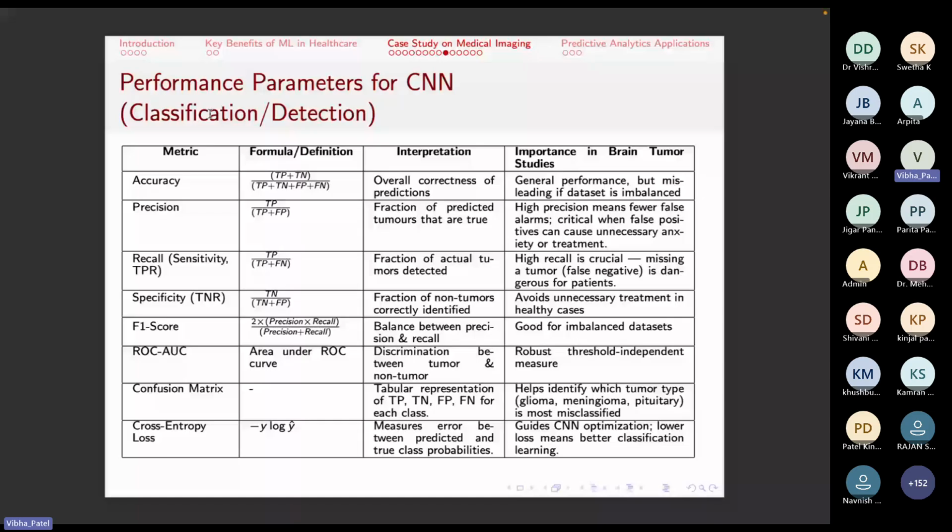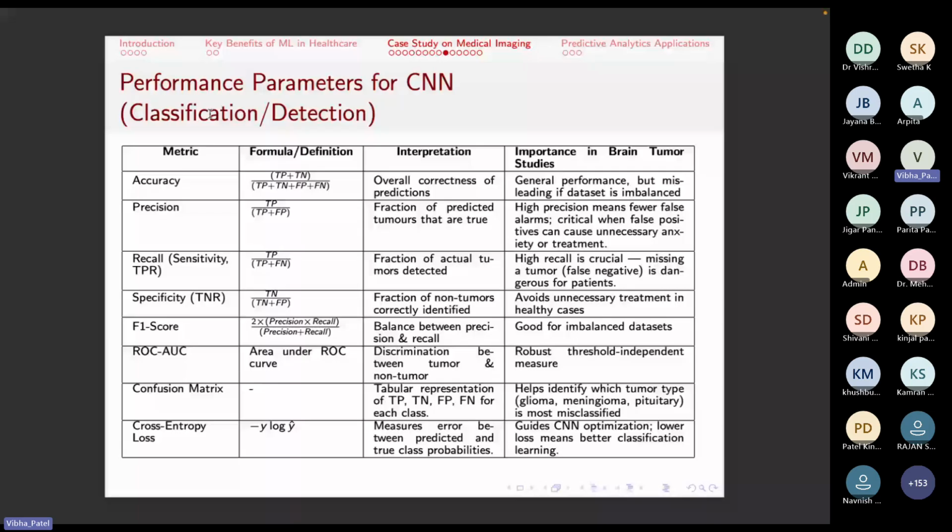Okay? So the machine learning model that has been evaluated should be evaluated using various performance parameters. Now, if we talk of CNN, we have seen two architectures: one is CNN and one is UNet. So what are the parameters that one should use for evaluating the performance of the model that has been designed?